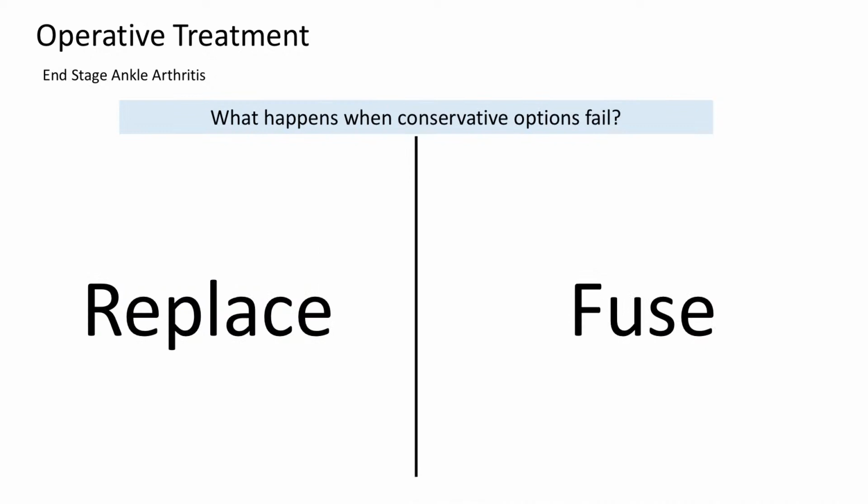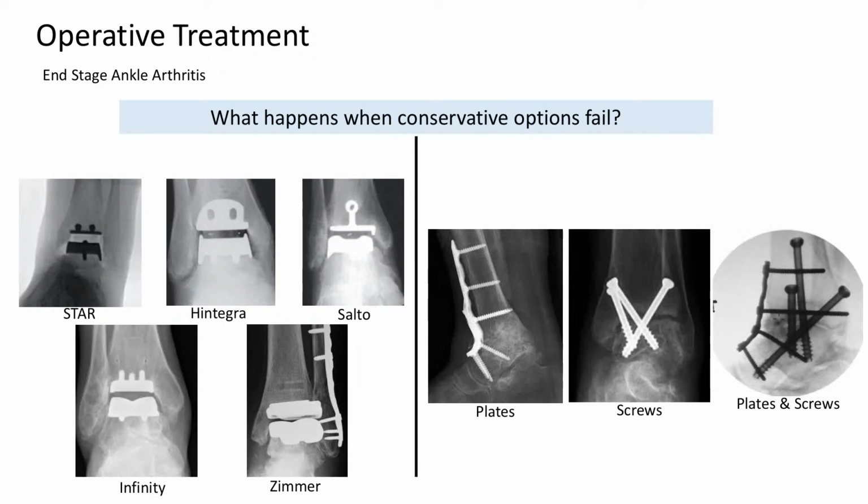So, for end-stage ankle arthritis, what happens when conservative options fail? Well, essentially, you have two options. You can either replace it or fuse it. Both camps have evolved significantly over the years with plenty of options to choose from.